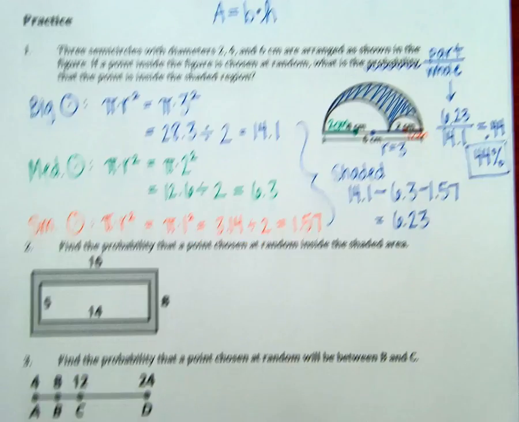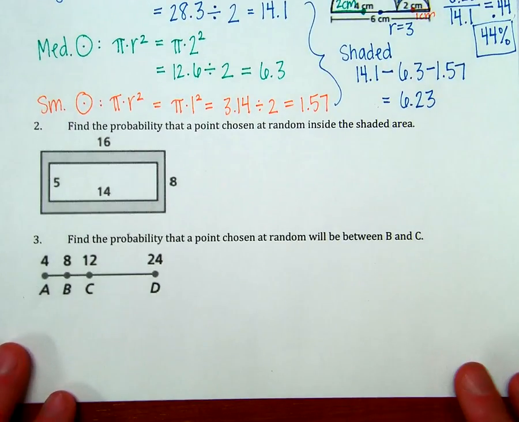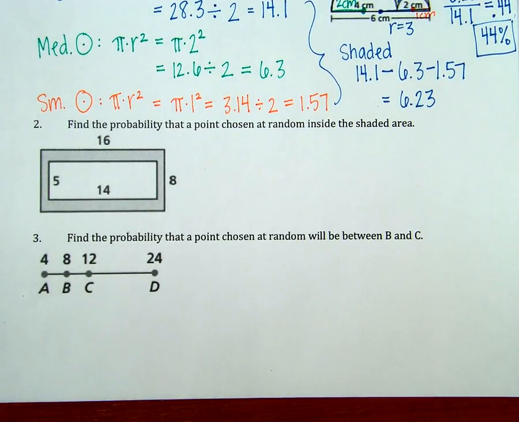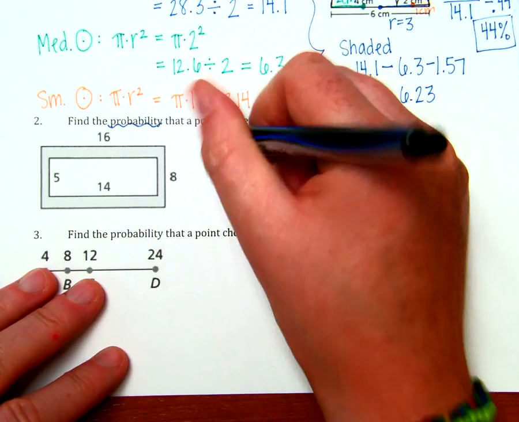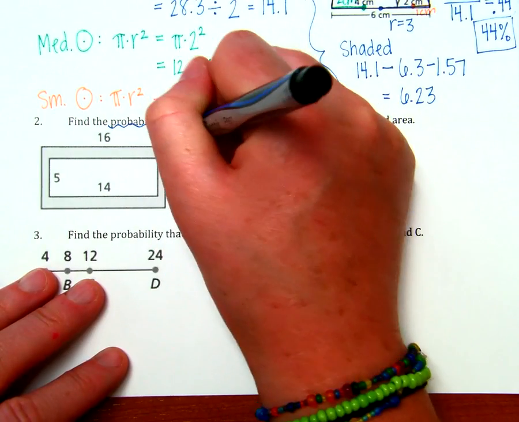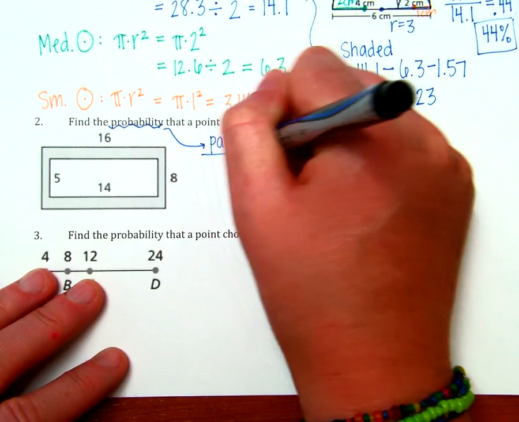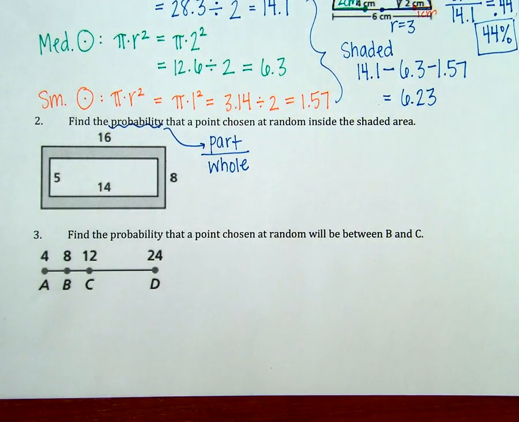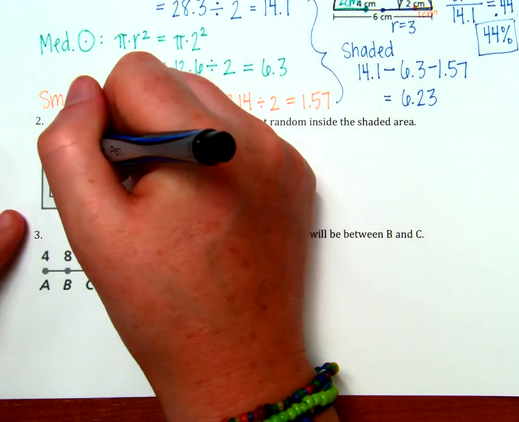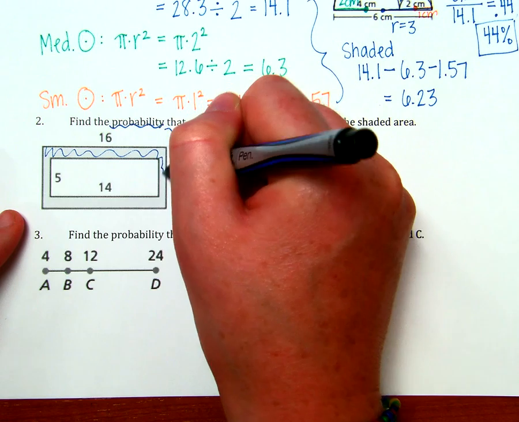Okay. If you take a look at problem 2, problem 2 says find the probability that a point chosen at random is inside the shaded area again. So again, guys, we're working on probability. Probability is always the part that you care about out of the whole thing. The part that we care about happens to be shaded again, but if you look at the shaded part this time, the shaded part is almost like a frame.